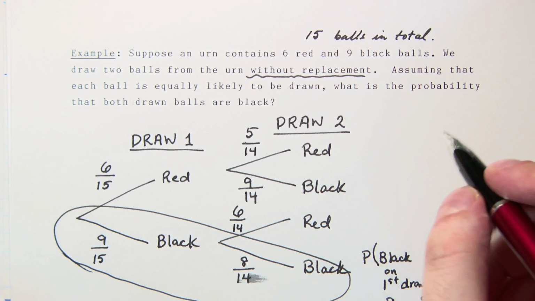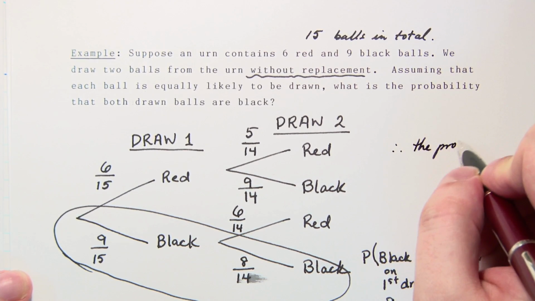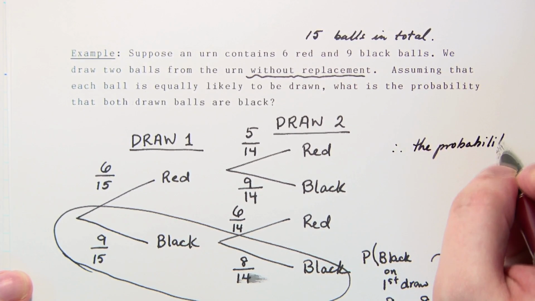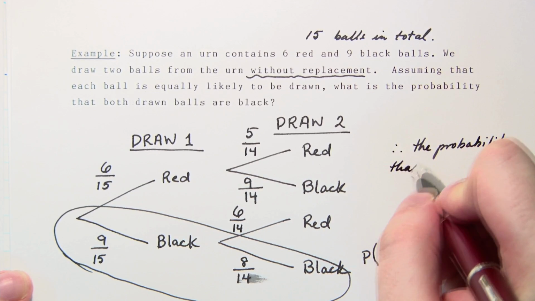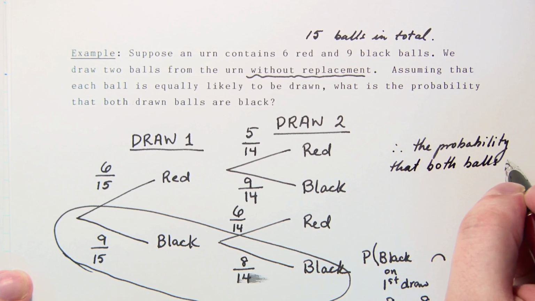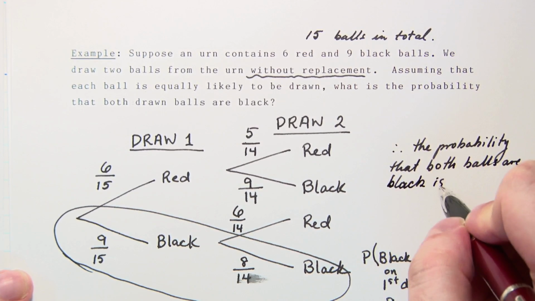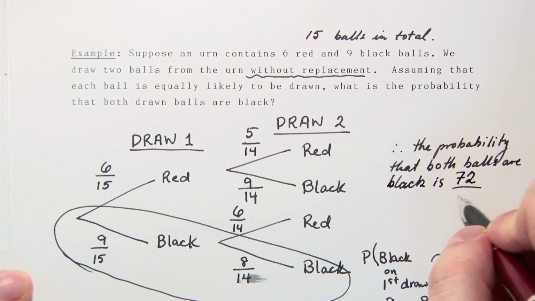So that's the probability. So therefore, the probability that both balls are black is 72 over 210.